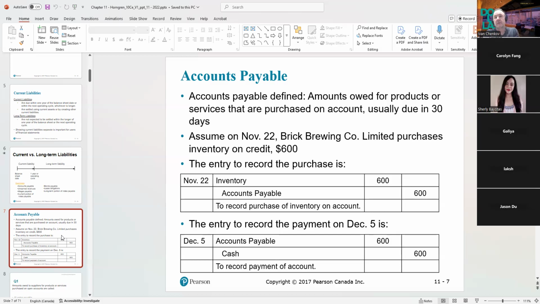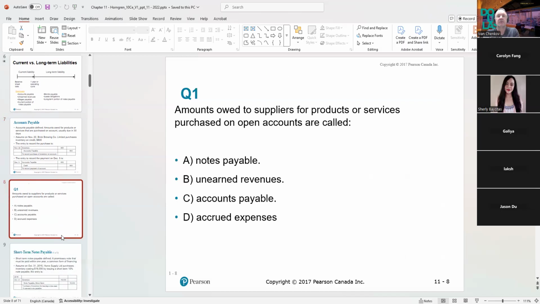Later, on the payment date, we're going to close the accounts payable with reduction of another asset, which in this case is cash. Let's see one question here for you.